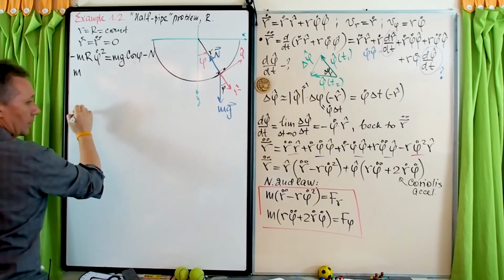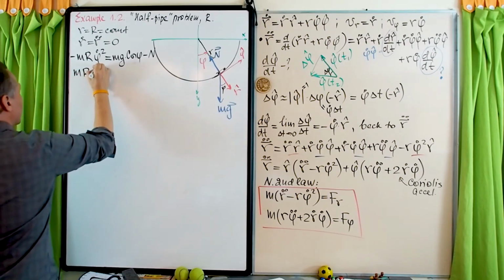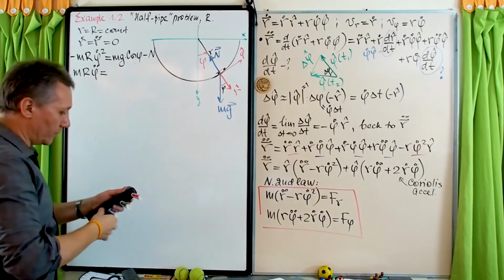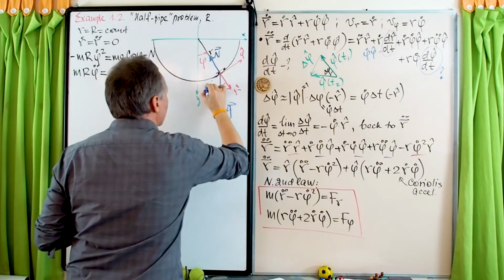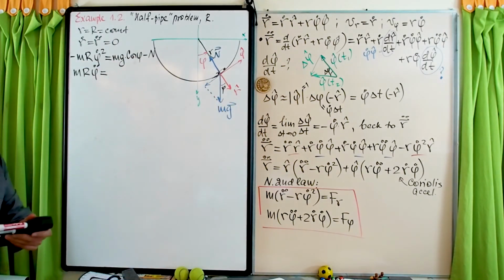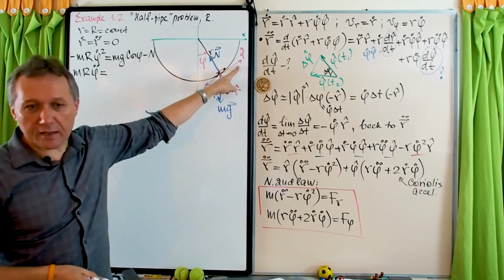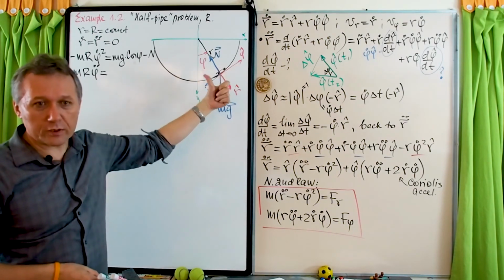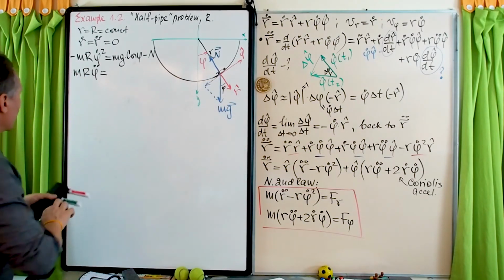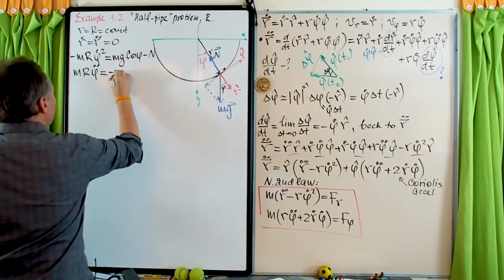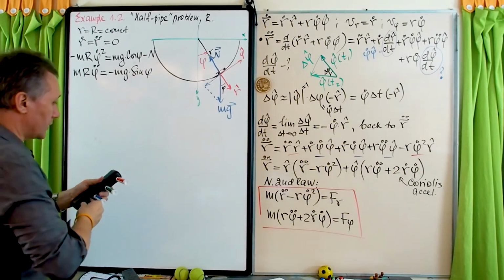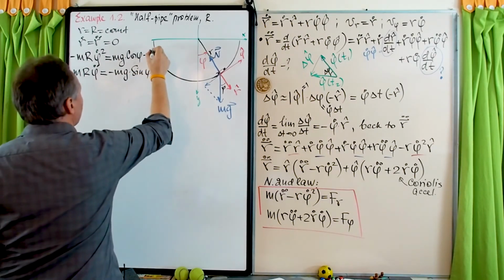So it will be m, again r capital, phi double dot, and now all forces in the phi direction. Of course, we have only one force, this component of the gravitational force. That component will be in the negative phi direction, so it goes into the equation with minus. It will be minus mg sine phi. So that's the system of two equations which we have to solve.